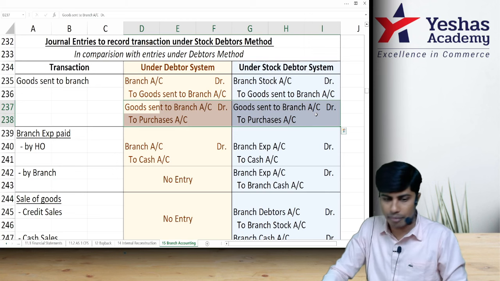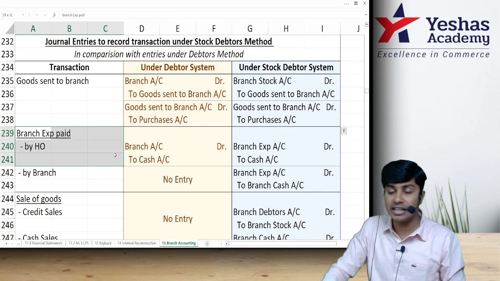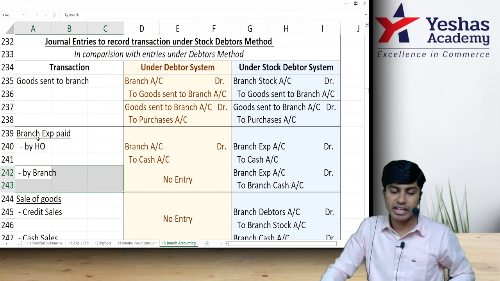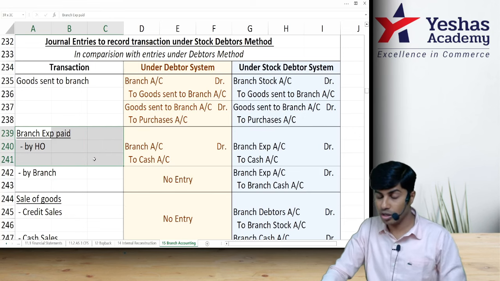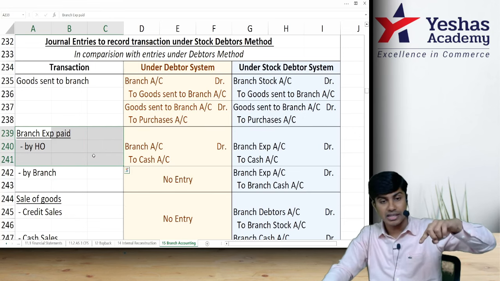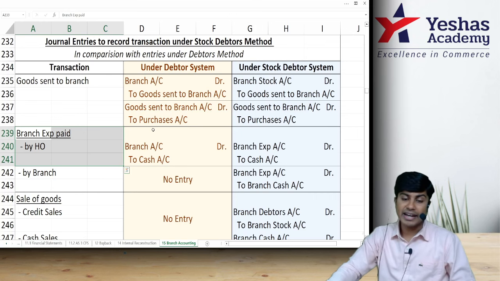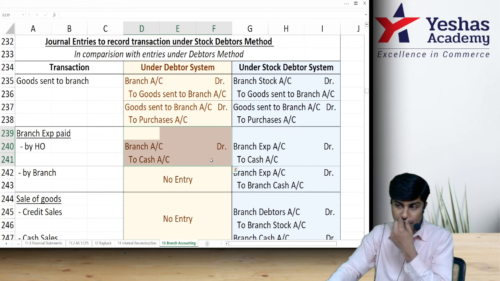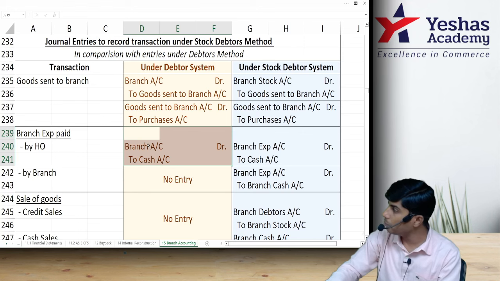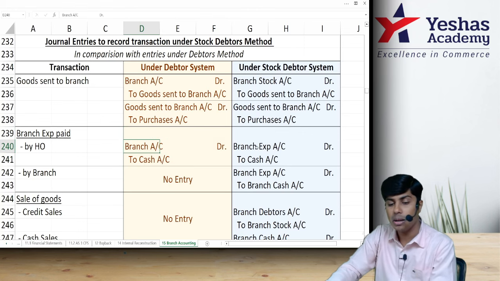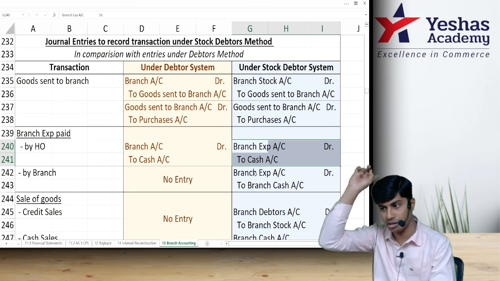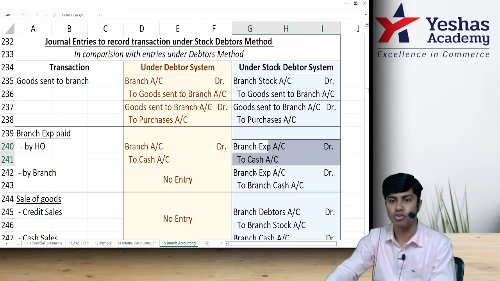That's the follow through. Then, if an expense is incurred at the branch, it can be paid by head office or it can be paid by branch. If the expense incurred at the branch is paid by head office, we write the entry Branch to Cash under debtor system. If it is stock debtor system, we will not write branch, we will write a more specific name. We will write Branch Expense Account debit to Cash, and later this branch expense should be transferred to branch P&L. I'll teach you the entry for that at the end.